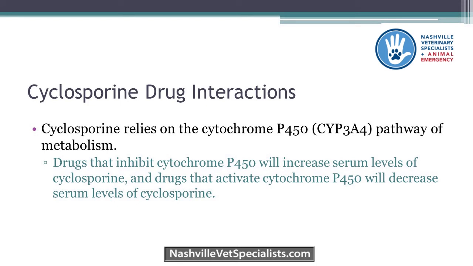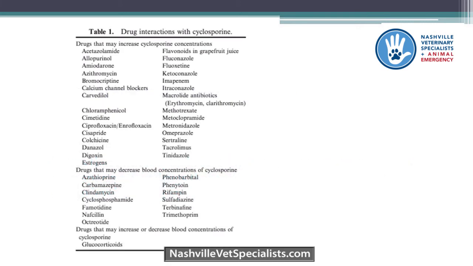And then drug interactions is always a fun discussion point for cyclosporine because there are a ton of them. It relies on the cytochrome P450 pathway of metabolism. So any drug that inhibits cytochrome P450 is going to increase your levels of cyclosporine. Any drug that activates the cytochrome P450 is going to decrease your serum levels of cyclosporine. And are you guys ready for this?